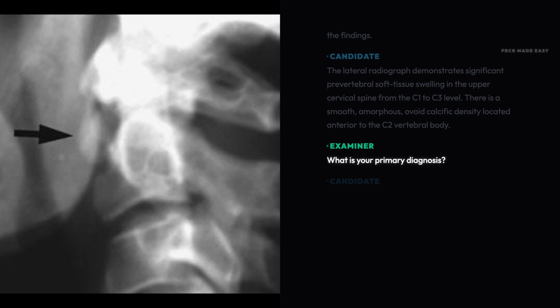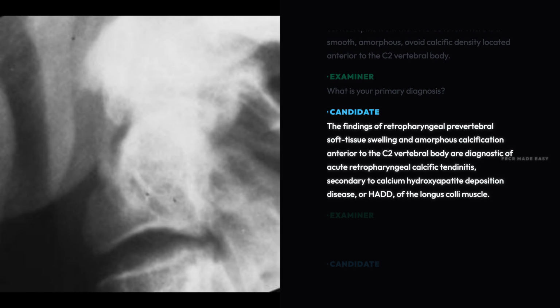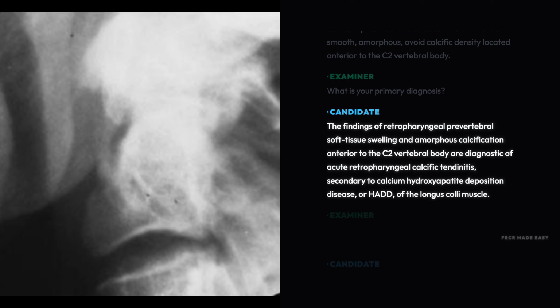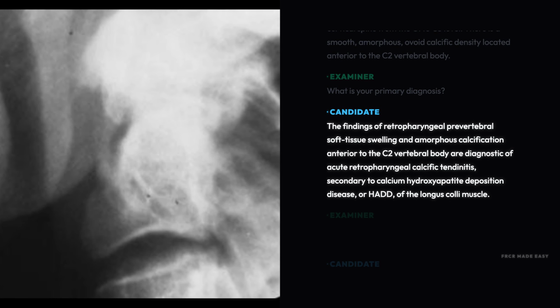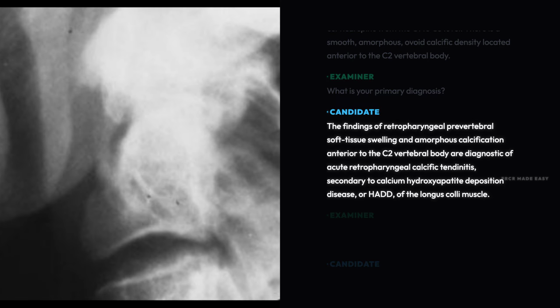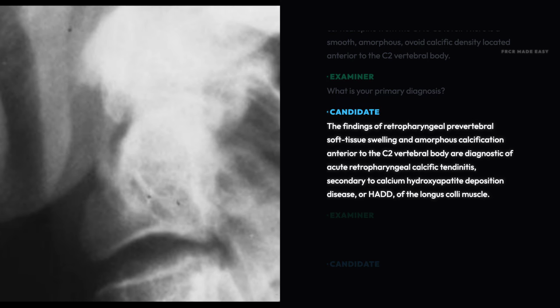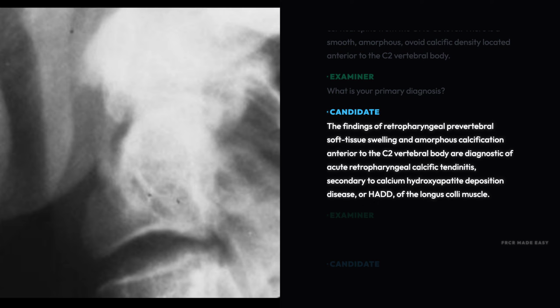What is your primary diagnosis? The findings of retropharyngeal prevertebral soft tissue swelling and amorphous calcification anterior to the C2 vertebral body are diagnostic of acute retropharyngeal calcific tendinitis, secondary to calcium hydroxyapatite deposition disease, or HADD, of the longus colli muscle.